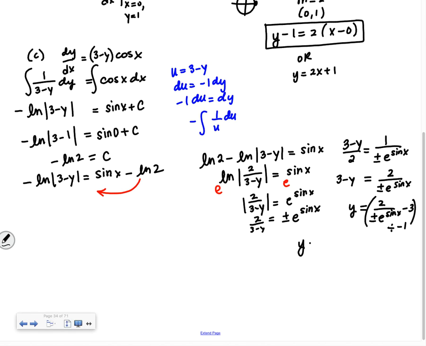So we would get y equals, we still have a plus or minus. It's like plus or minus now becomes negative plus. So I have plus or minus 2 over e to the sine of x, but then I have plus 1. And we make a decision on the plus or minus. So our original point was 0, 1. We want to be able to plug in a 0 and get 1 out. So if you plug in a 0, right, you get e to the 0, which is 1. So we have plus or minus 2 plus 1.